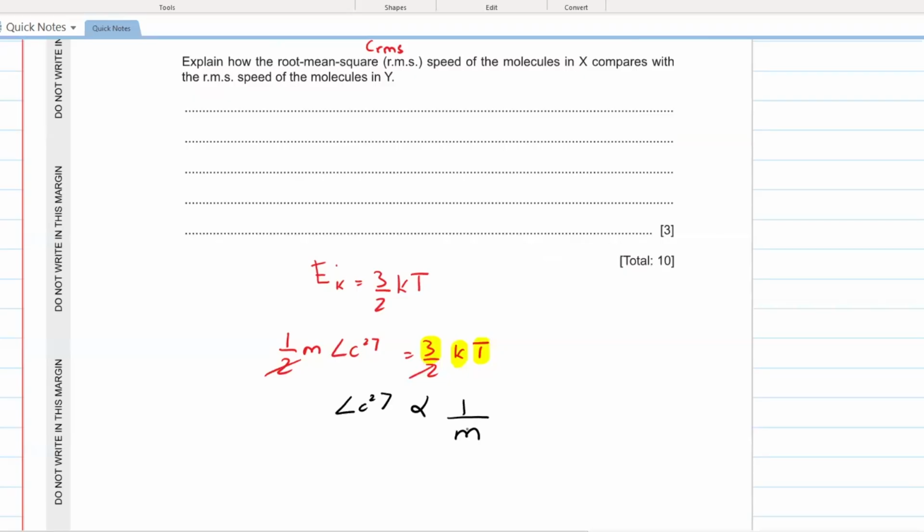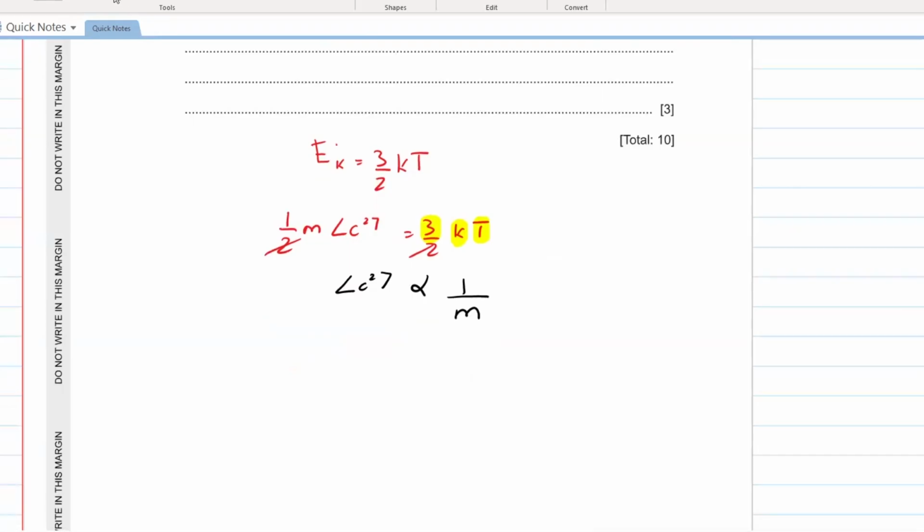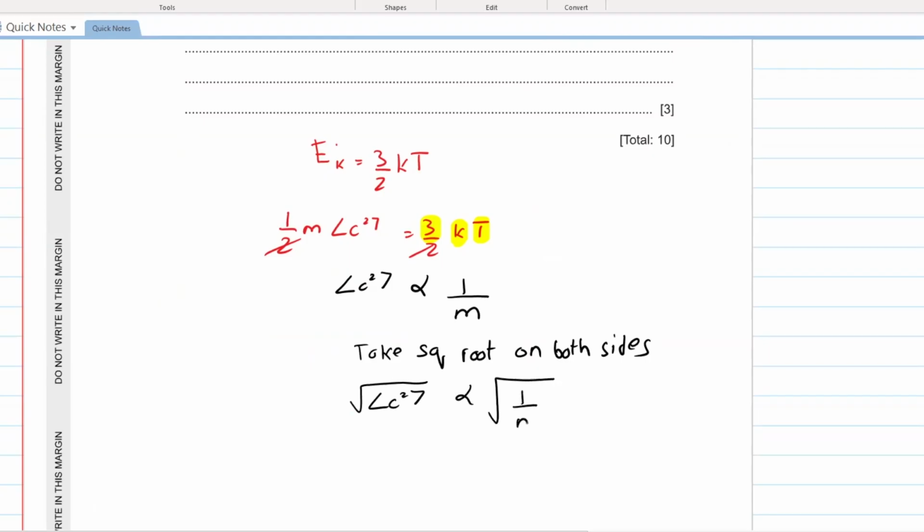But this is mean square speed. You have to calculate the relationship of CRMS. So what will you do? Take square roots on both sides. The square root of mean square speed and the square root of 1 over m. This becomes CRMS is inversely proportional to under root m. Simple as that. This is your simple formula that you will be utilizing.